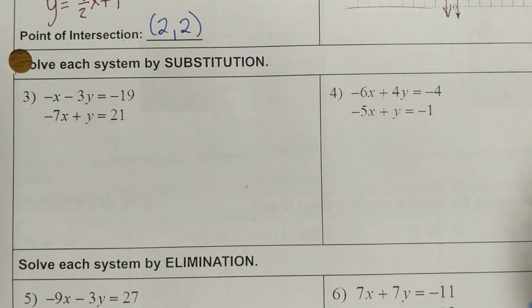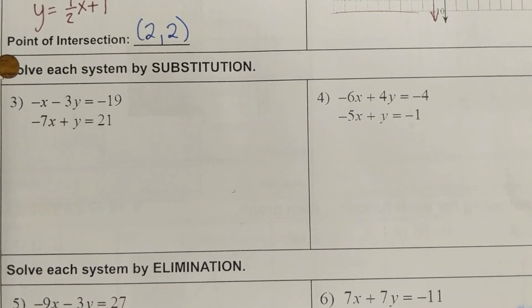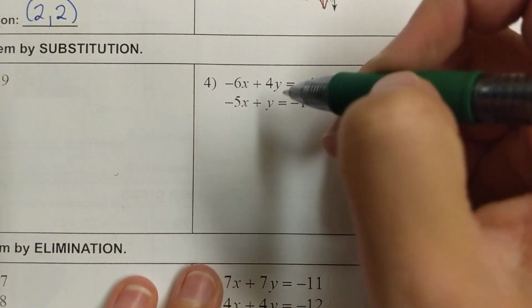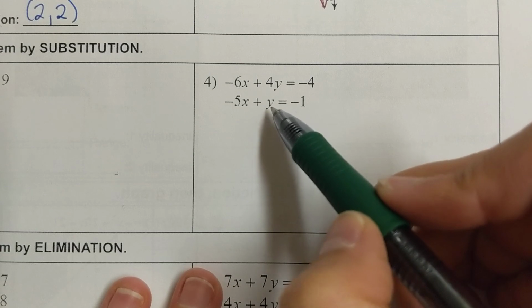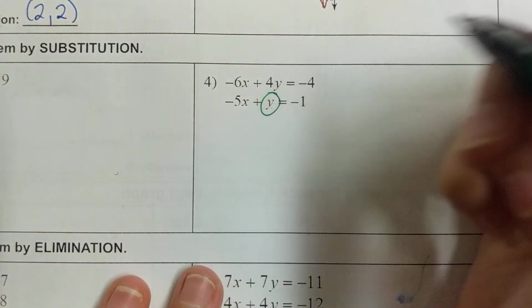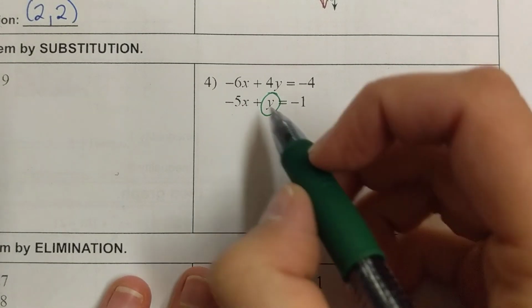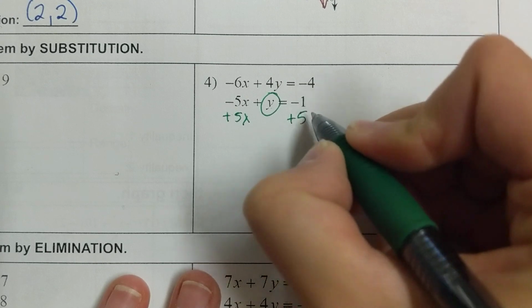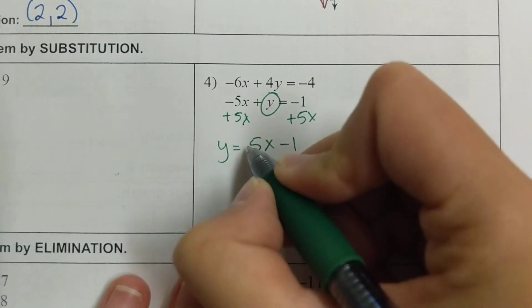Okay, solve each system by substitution. I'm going to do numbers 4 and 6. All right, so I'm going to look for a variable that has a 1 in front of it. I only have this y right here, and get it by itself. So I can substitute that expression in for y in the other equation. So I'm going to add 5x to both sides. y equals 5x minus 1.